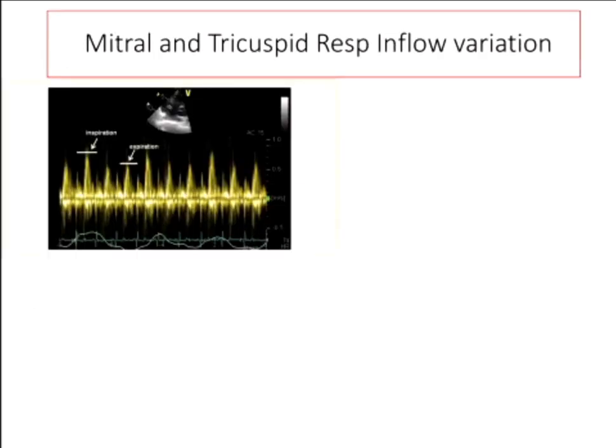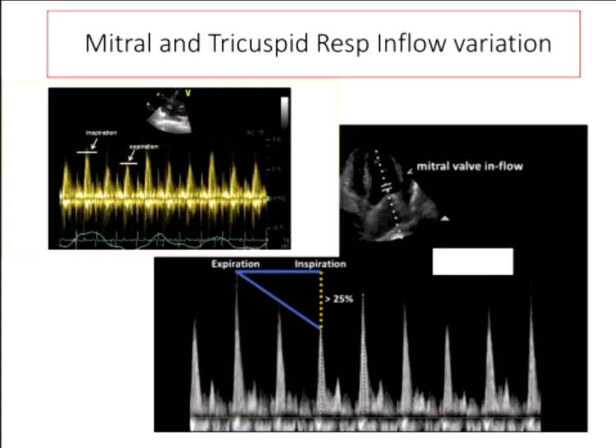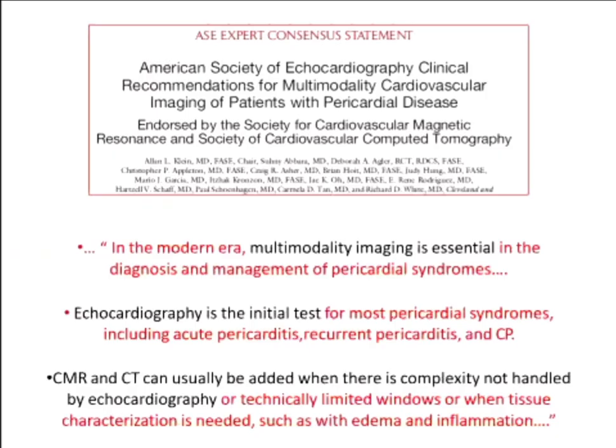Something that we are again very morbidly struck with is the inflow variation. Again, you have a normal respiratory inflow variation as well. But when we have an exaggerated inflow variation, which is more than 25% on the left side and more than 33.5 or say 40% on the right side, that is a manifestation on the echo of the interdependence that we are talking about.